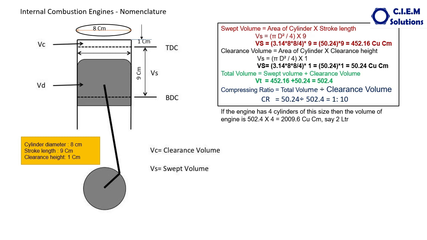Remember, in the market, whenever we purchase a motorcycle or car, they say 150cc, 250cc, 350cc, or 1 liter. 1 liter is nothing but 1000cc, or 1.2 liters, 1200cc, or 2 liters, 2000cc. This is some nomenclature of the cylinder, because before explaining about the cylinder block, it is important to know about these dimensions.